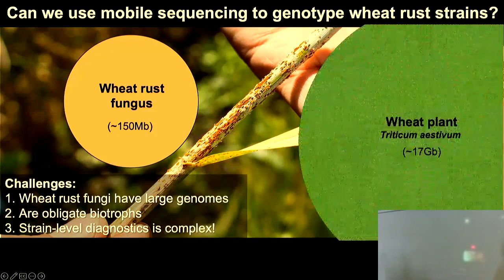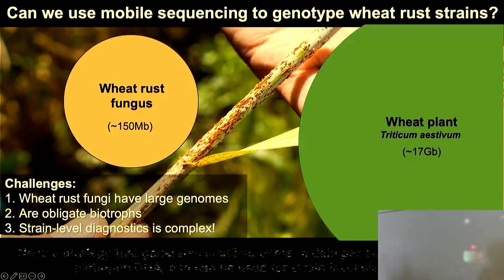Also, of course, they're obligate biotrophs. And if we'd like to take a sample from the field, take a leaf or a stem and then sequence it, we're going to get a lot of the wheat genome too, and that's going to drown out any of the pathogen data because, of course, we're sequencing on a small portable device. And in itself, strain-level diagnostics is very, very complicated. So we needed a new strategy.